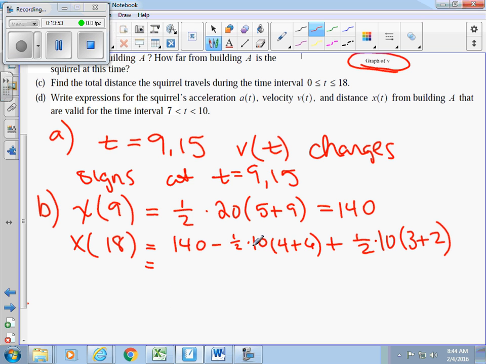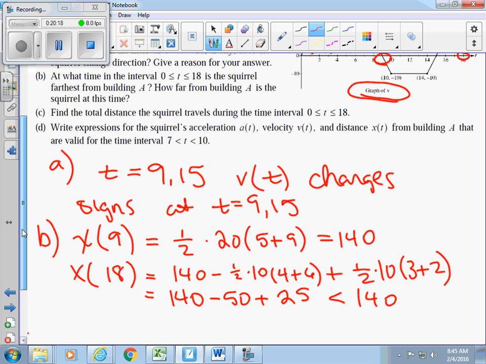10 divided by 2 is 5. 5 times 10 is 50. So this is 140 minus 50 plus 25. Now, even though you don't have to work it all out, you have to work it out enough to know that that's less than 140. Right? That's really all you need to know.